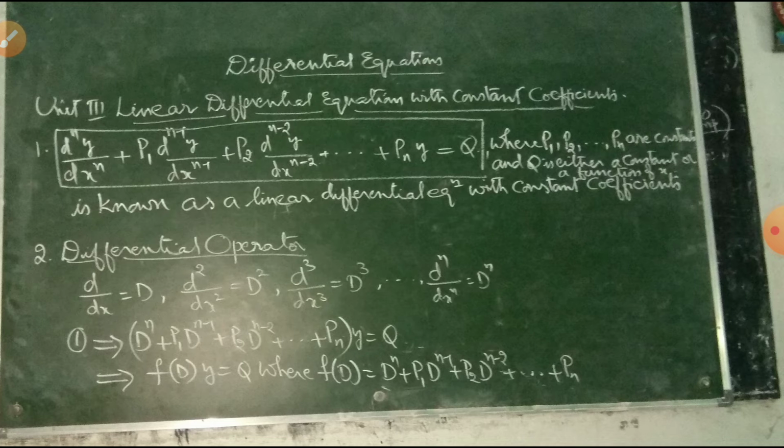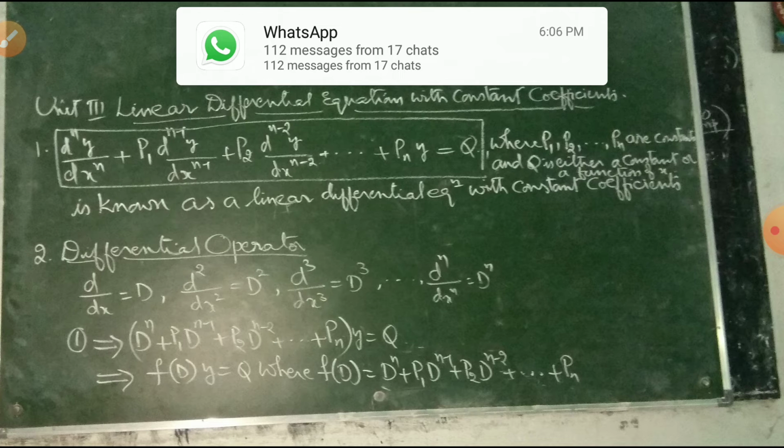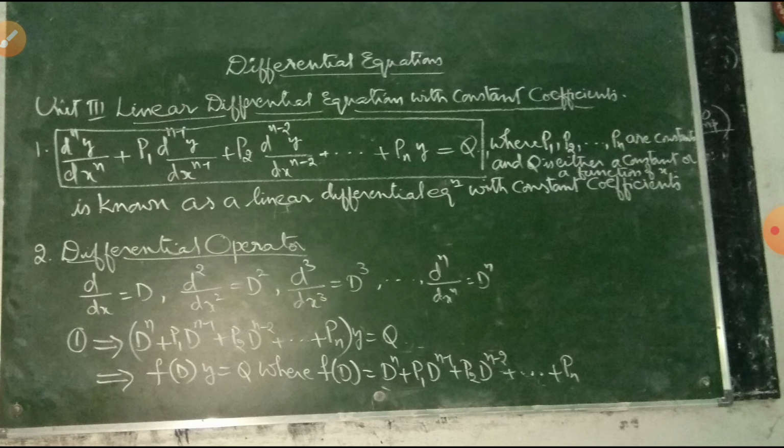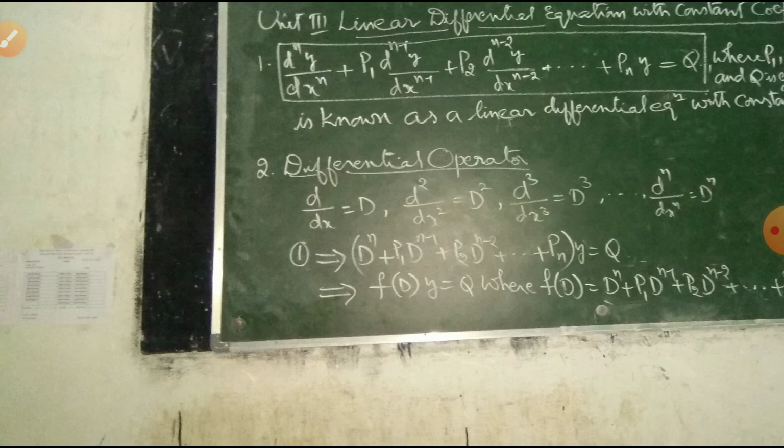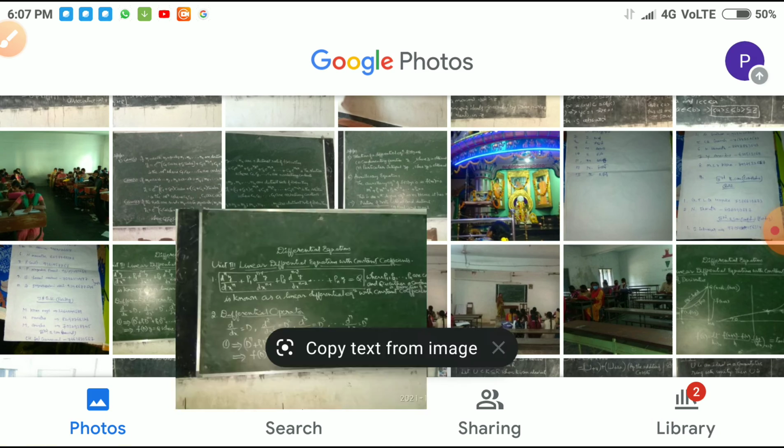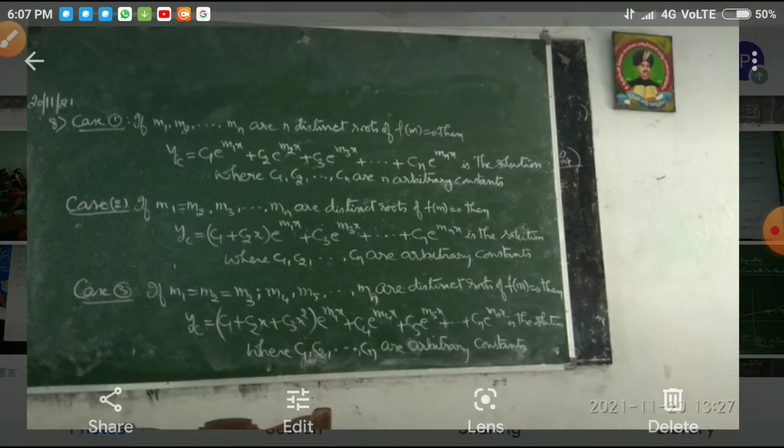Now this can be written as f of D operating on y equal to q, where f of D equals D power n plus p1 times D power n minus 1 plus p2 times D power n minus 2 plus so on, plus pn. So we consider this as the differential operator capital D, and the equation is expressed as shown above.